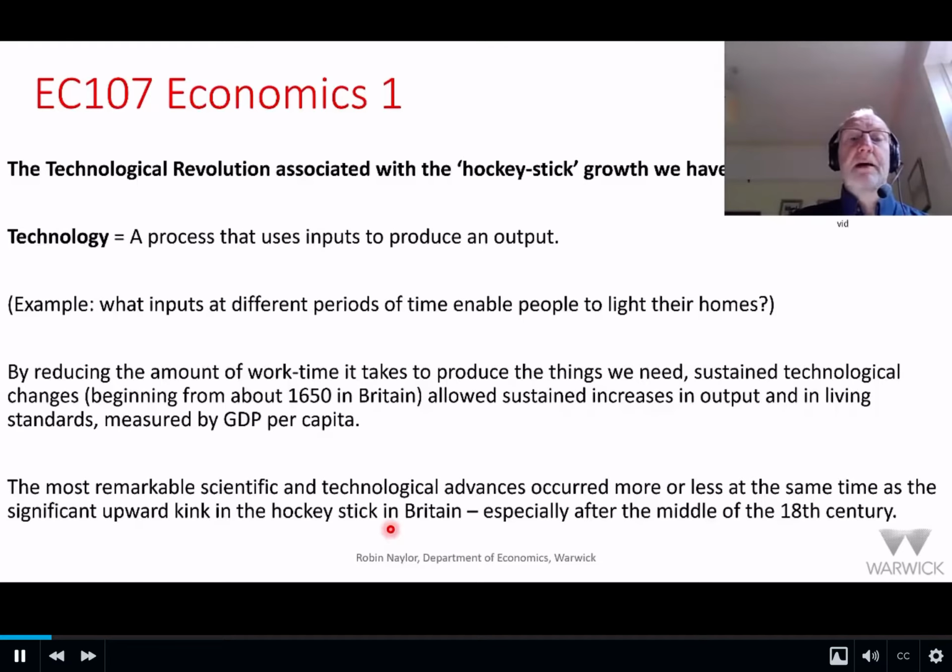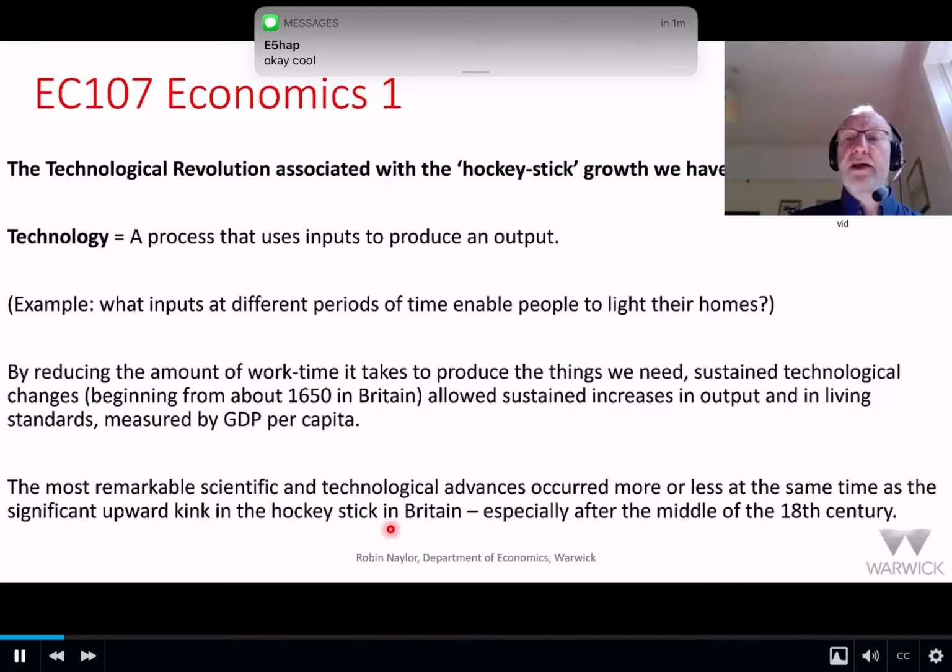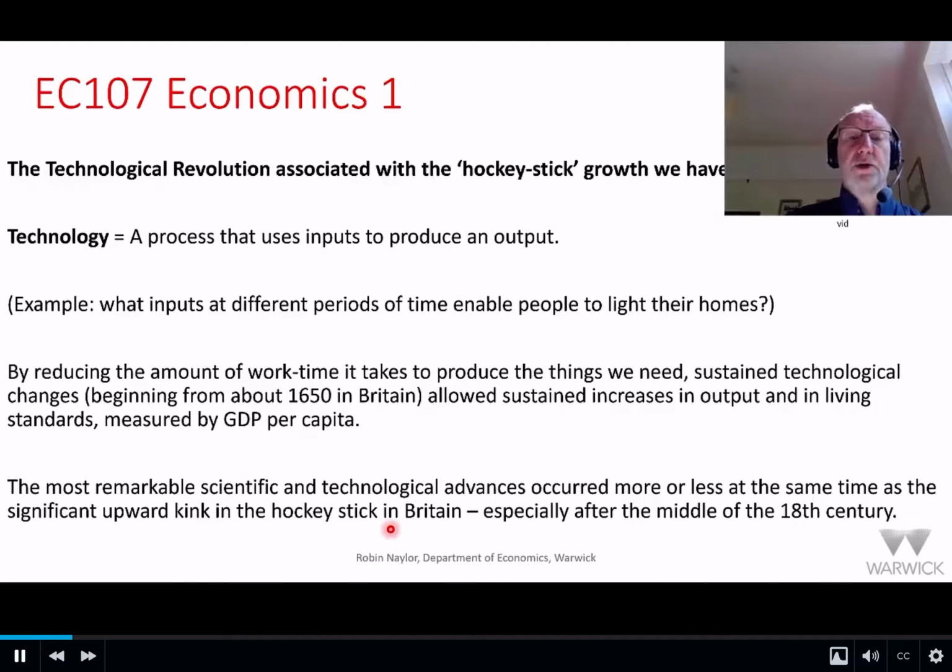And by reducing the amount of work time it takes to produce the things we need, such as light, sustained technological changes, which were beginning in Britain from about 1650, allowed sustained increases in output and in living standards measured by GDP per capita. And in this part 2 of Unit 1, we're going to be considering some of the areas of activity important to people's living standards, where technological changes were beginning to be sustained and were enabling people and societies to increase average living standards.